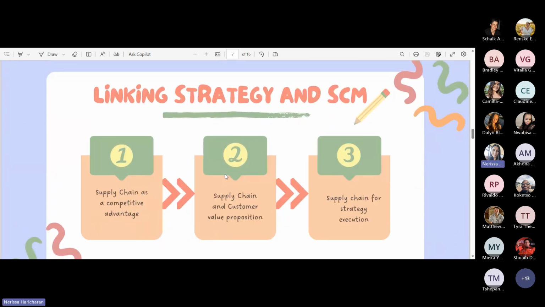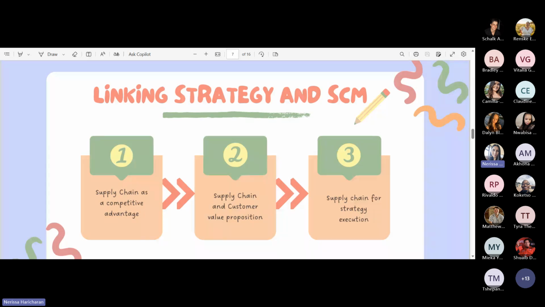Okay, then we want to talk about how we link strategy with supply chain management. As we know, strategy is quite competitive. Our supply chain is quite competitive, and you want your supply chain to speak to what your objectives and goals are, and how best your different visions, missions, and values link in with every step of the way.